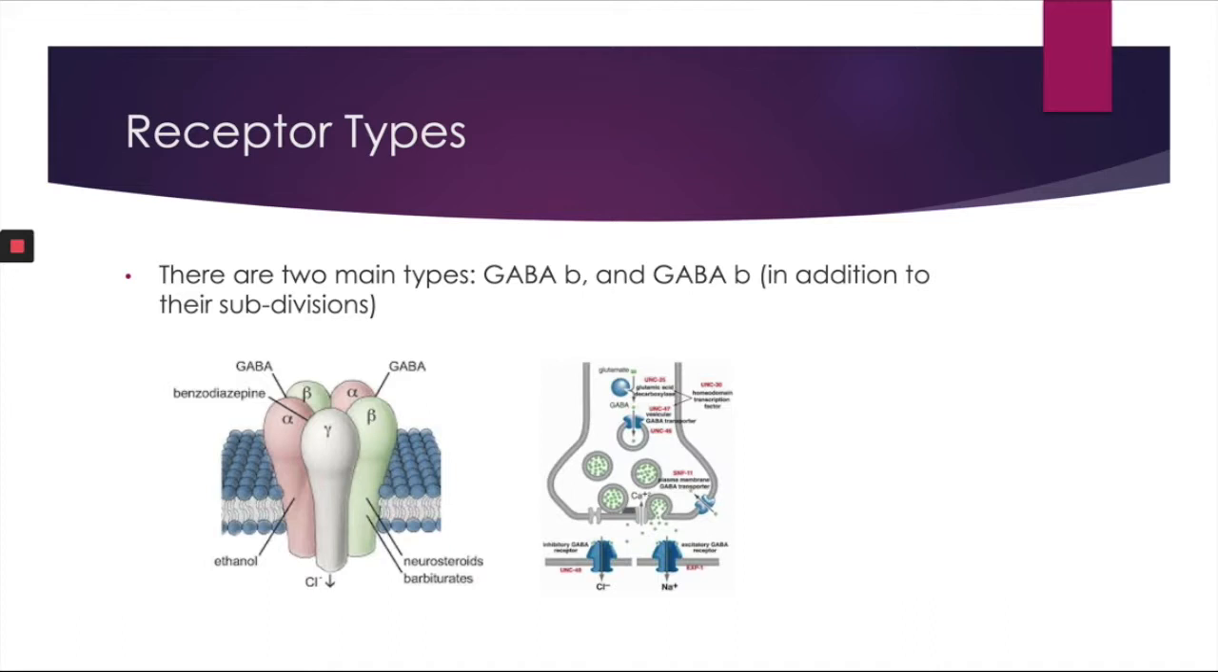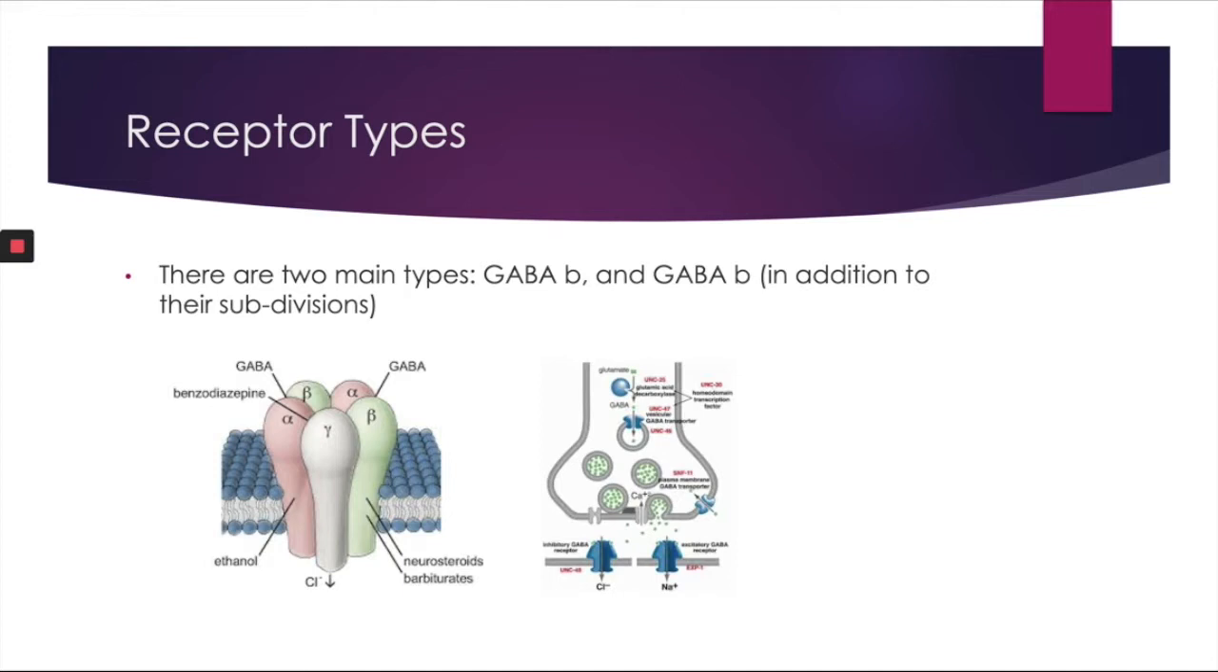GABA A also has a subclass called the GABA A-rho receptor. The only difference is a rho subunit. This subunit makes the GABA A-rho receptor impervious to many allosteric modulators that affect the GABA A receptor. Allosteric modulators are inhibitors that bind to the allosteric site of a channel to indirectly inhibit it through conformational changes.